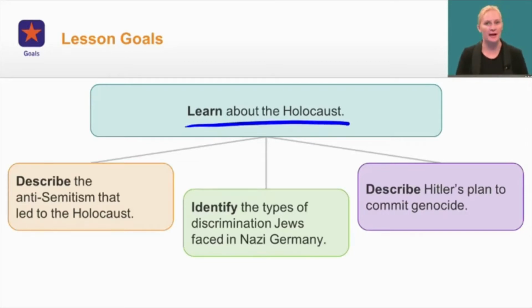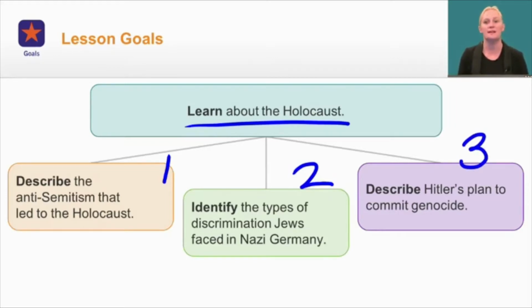In order to do that, first we want to describe the anti-Semitism that led to the Holocaust. Then we want to identify the types of discrimination that Jews were facing in Nazi Germany. Then finally, we want to describe Hitler's plan to commit genocide.